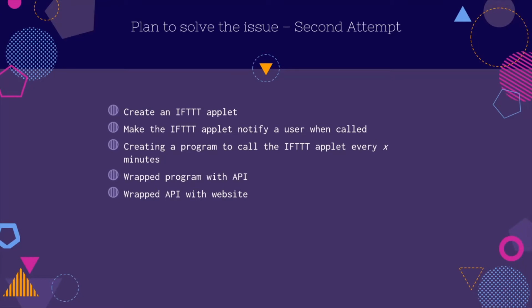So, the plan for the second attempt was to create an IFTTT applet, make the IFTTT applet notify a user when it was called, and then create a program to call the IFTTT applet every X minutes. IFTTT is an abbreviation for if this then that, which is a platform that you can use to have triggers connect to other functions. So then I would wrap the program with an API and then wrap the API with a website.